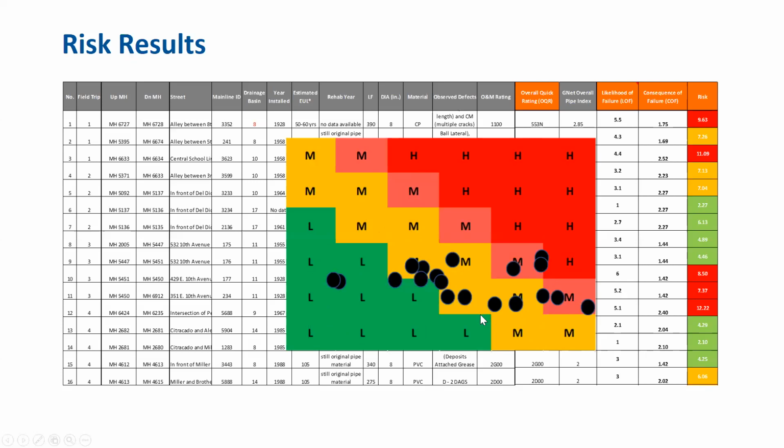defects. So calculating the overall risk is simply a function of the likelihood of failure, which I covered, and its consequence of failure, right? Like I mentioned, pipes with COF in the green may need to be cleaned and inspected less frequently, and those in the orange and red range should definitely be inspected more frequently.